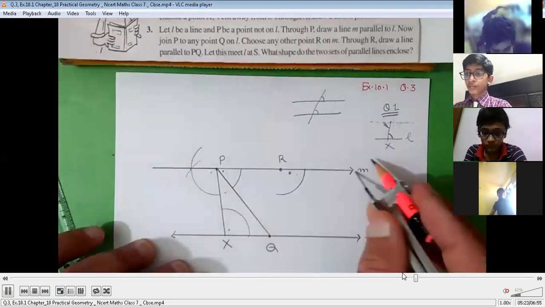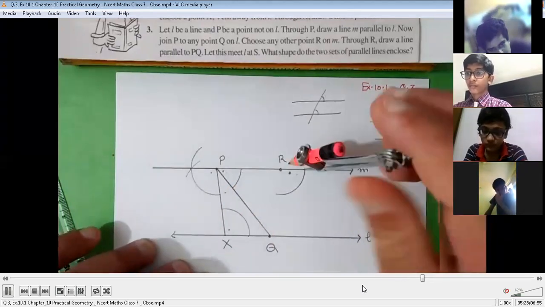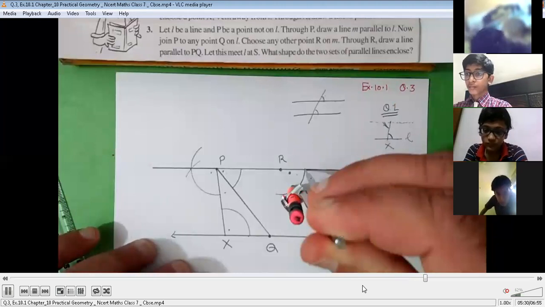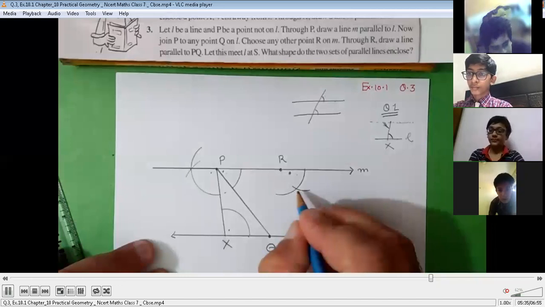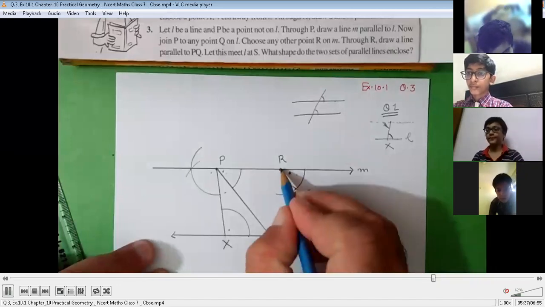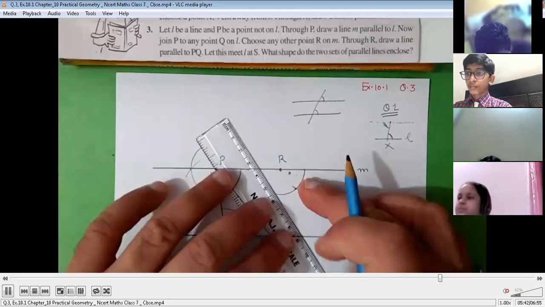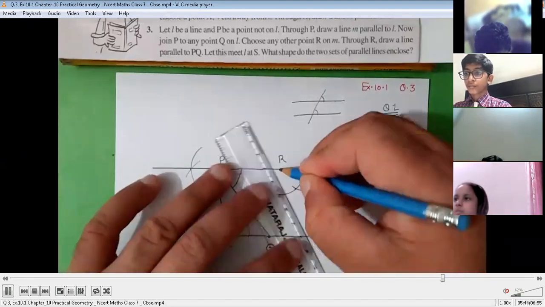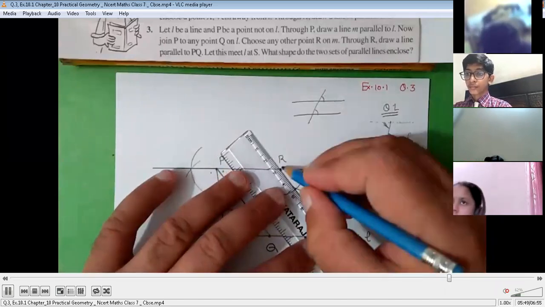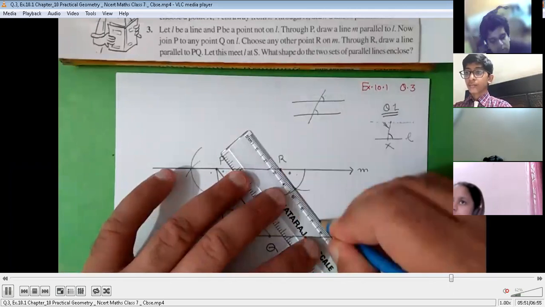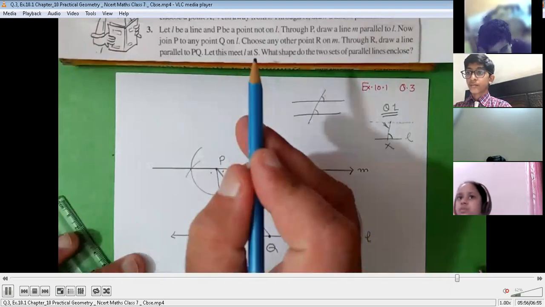M is a parallel line. Put your needle on this point and then draw an arc. Like this you will be drawing an arc. Then this is the middle line, and the line will pass through R, through this point where the cut is. Keep your pencil over there and pass a line through it. Now let's meet L at S.